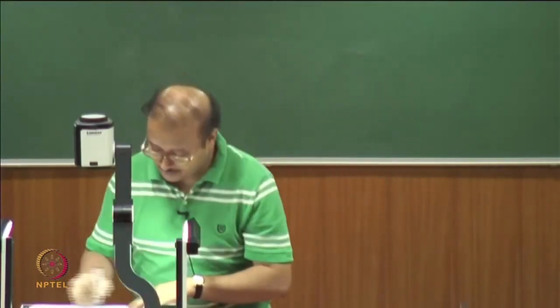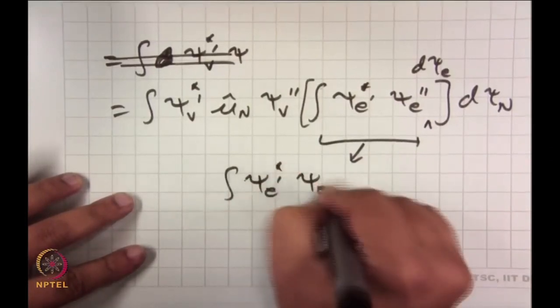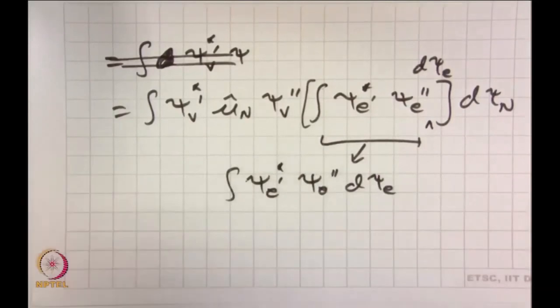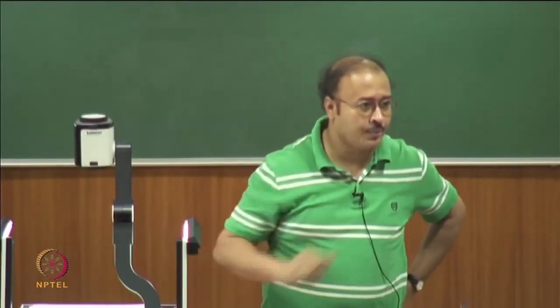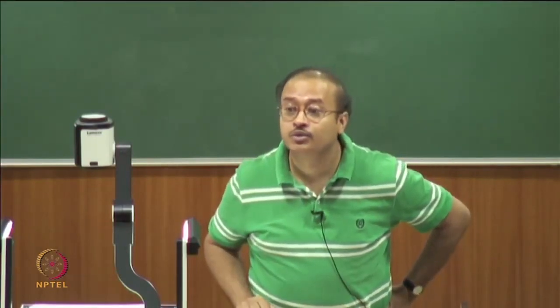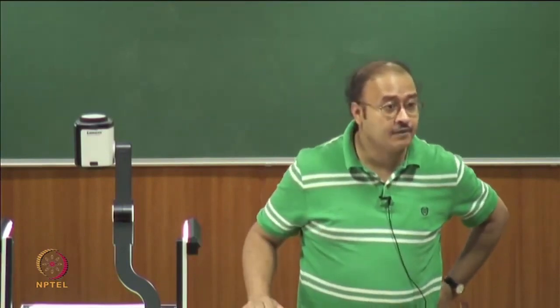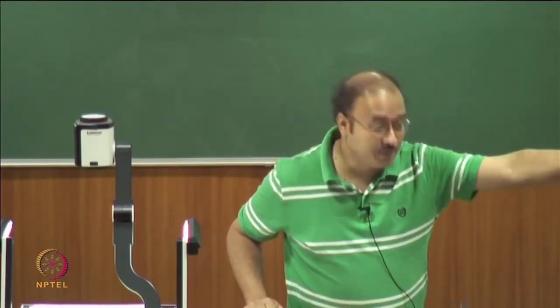Do you understand that? So look at this one, psi e prime star psi e double prime d tau e. Wouldn't this be equal to 0? For example, take a particle in a box, the simplest example. How many wave functions do you have? You start from n equal to 1, you cannot go to n equal to 0. So you have psi 1, psi 2, psi 3 and so on. If you take an integral between psi 1 and psi 2, what would it give you? It would always go to 0 because of orthogonality, because they are eigenfunctions of the same operator, which is the Hamiltonian.